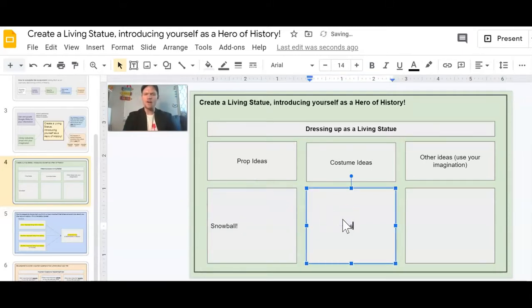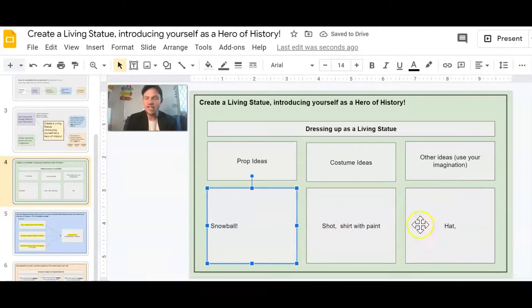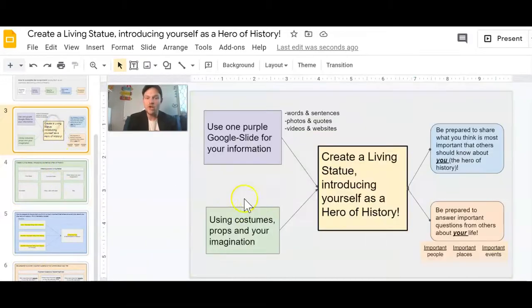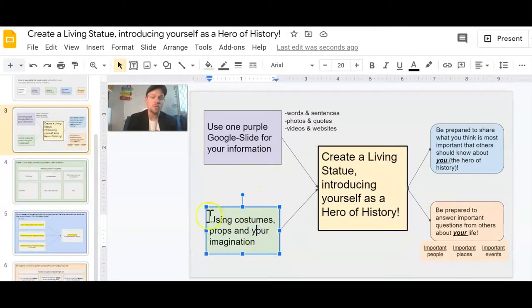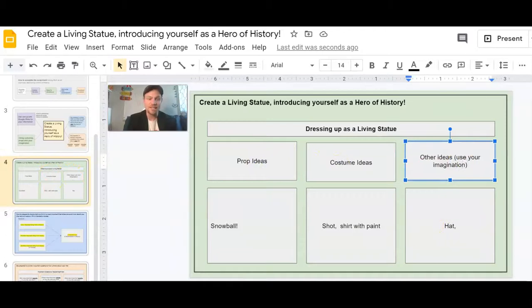I also thought about he was shot. And so I thought, how could I create that look? And so I got this shirt with paint. And then the other idea I thought was just having a hat, because he had a hat as well. And so I went around and I wrote down these ideas just like this so that I could use that for dressing up like a living statue. So that's what this green slide is right here. You can see up front using costumes, props, and your imagination. And then I go to the slide, prop ideas, costume ideas, and other imagination ideas that I had.